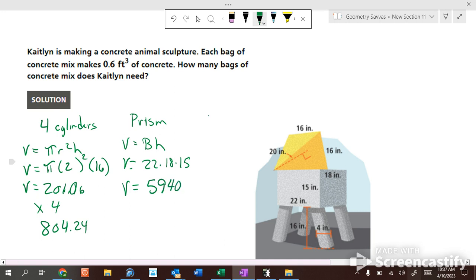And then the pyramid. We know the height, so volume equals 1/3 the area of the base times the height. Area of the base is 16 and 16, so it's 16 squared. The height is 20. What's the volume of the pyramid? Something 0.3 repeating or something 0.6 repeating.